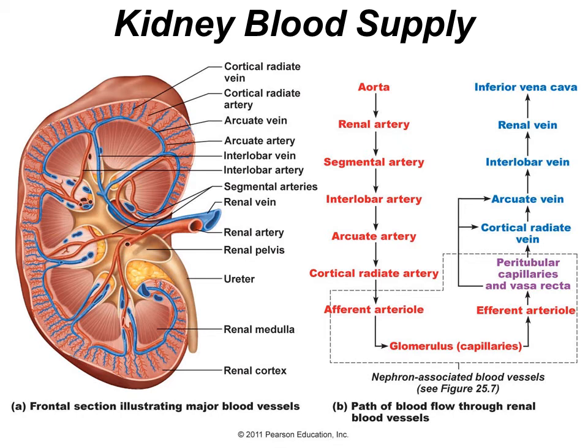Then you have the cortical radiate artery, and finally, in part of the nephron itself, you now have that afferent arteriole, which comes in to the glomerulus, which is where the capillary bed is. The blood leaves out the efferent arteriole to the peritubular capillaries and vasa recta. From there, those are going to drain into the cortical vein, the arcuate vein, interlobar vein, renal vein, and finally out to the inferior vena cava.